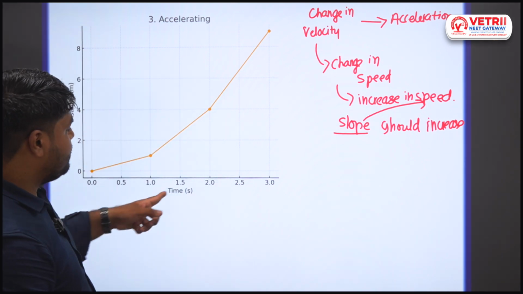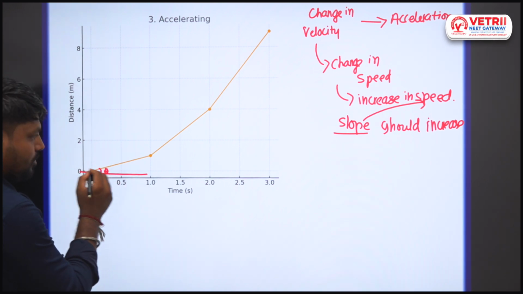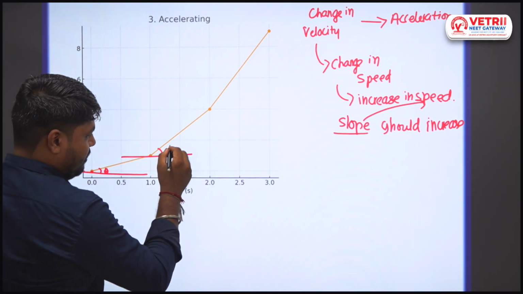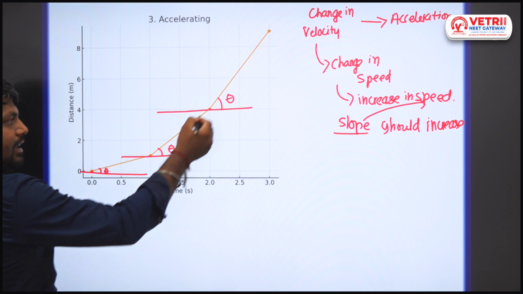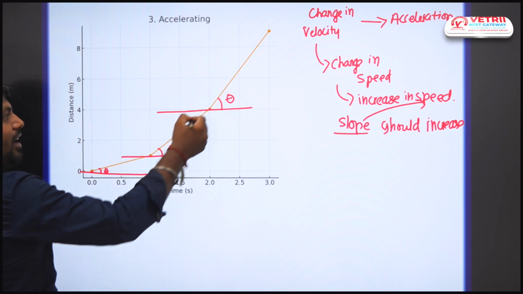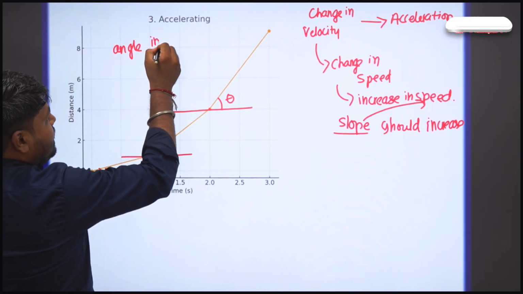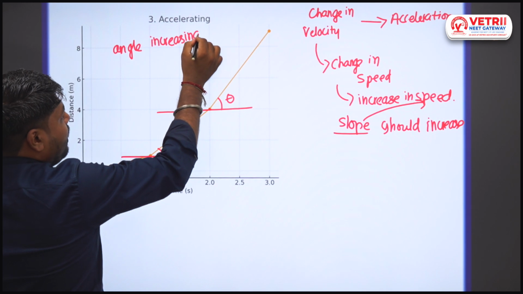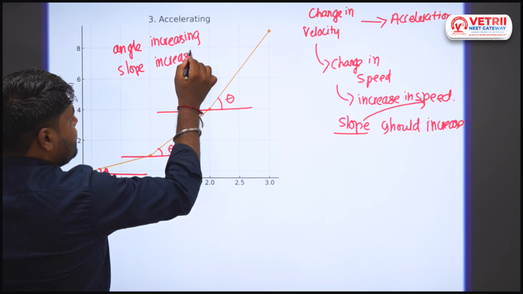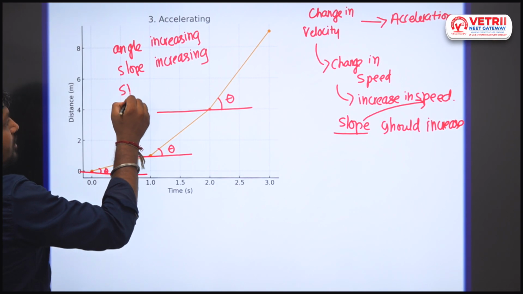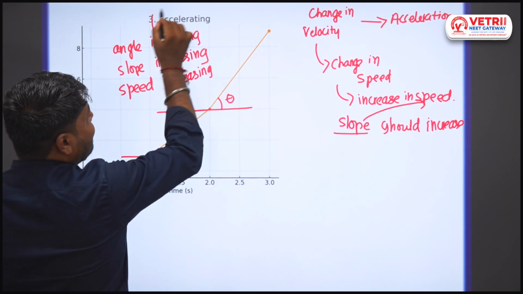Because in distance time graph slope tells you the speed. See here, at this point it makes angle theta, a very small angle. At this point draw the horizontal line, a very bigger angle. At this point very bigger. Okay. Is the angle increasing? Yes or no? At every point from 0 it keeps on moving, right? So angle is increasing. Angle increasing means slope increasing. What is the slope in distance time graph? The slope is speed. So speed is increasing. So speed increase means the body is in acceleration.